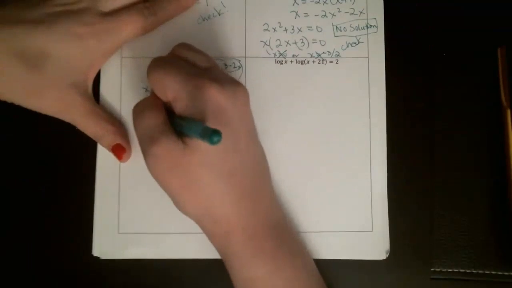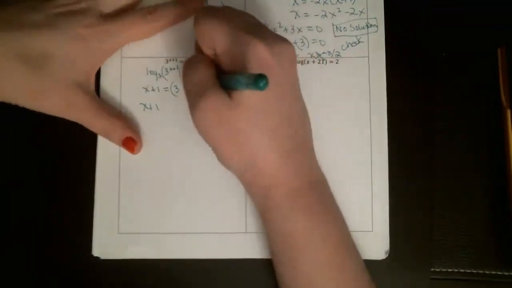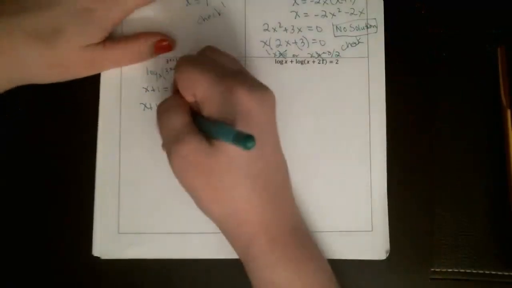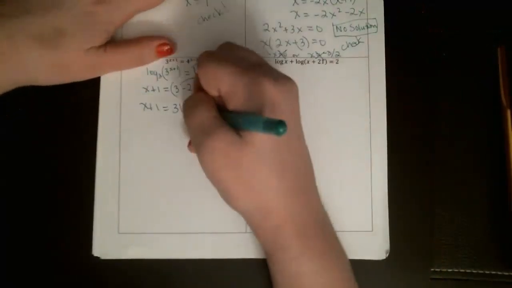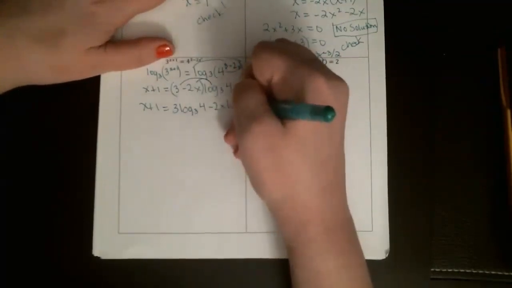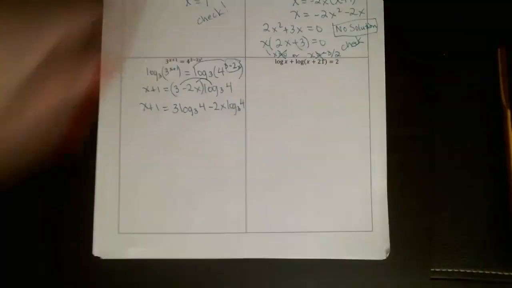So distribute. Looks a little messy, but the log base 3 of 4 is just a number that you're multiplying a difference by. So you can distribute it through and say I have 3 times log base 3 of 4 minus 2x times log base 3 of 4.